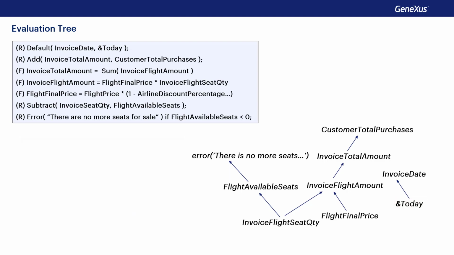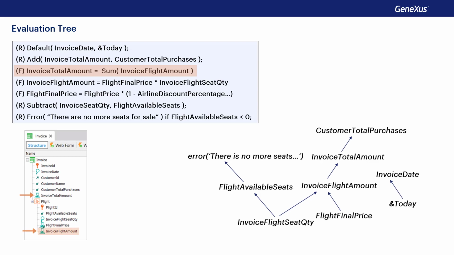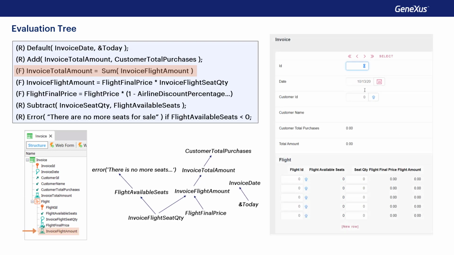Let's think about what happens with the formula of the first level. Invoice total amount, which is a sum of a second level attribute. Since the sum formula needs only the invoice flight amount attribute, it'll be triggered for the header even before the first line could be entered, giving 0. But then as we enter lines, it'll be triggered again for each one.